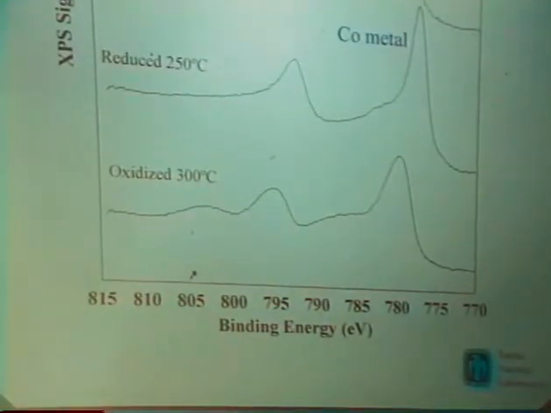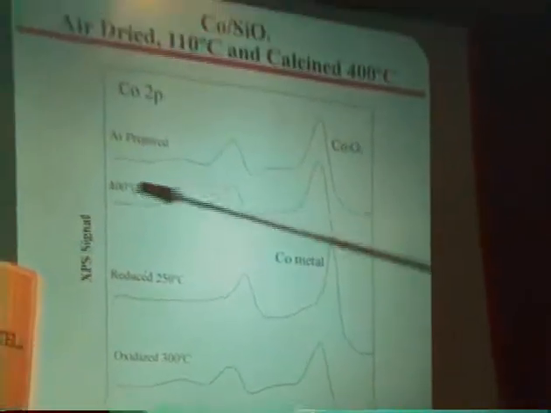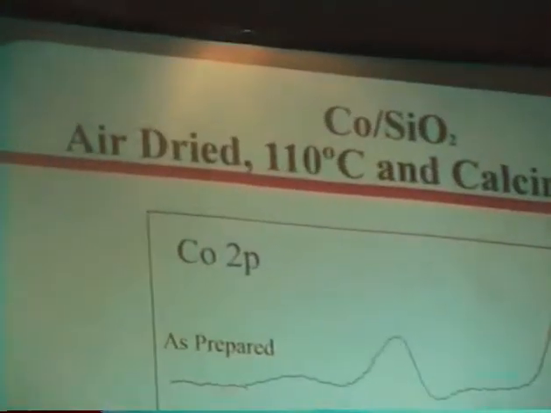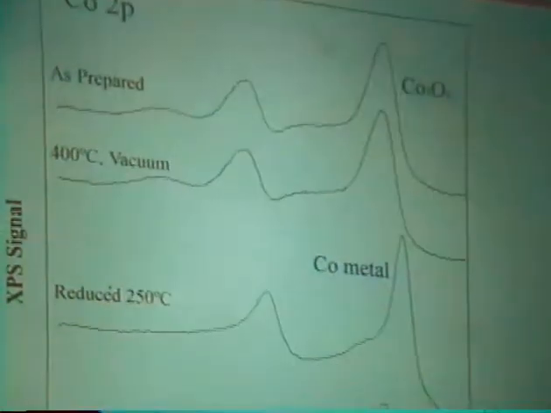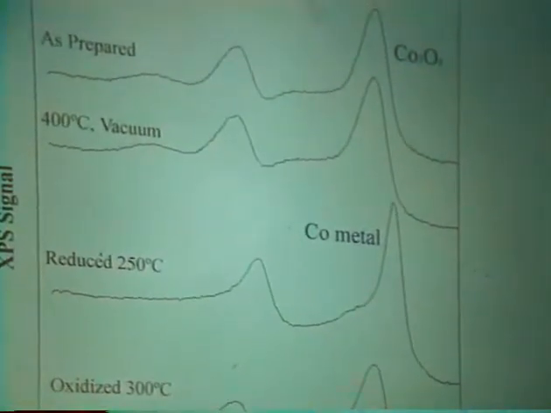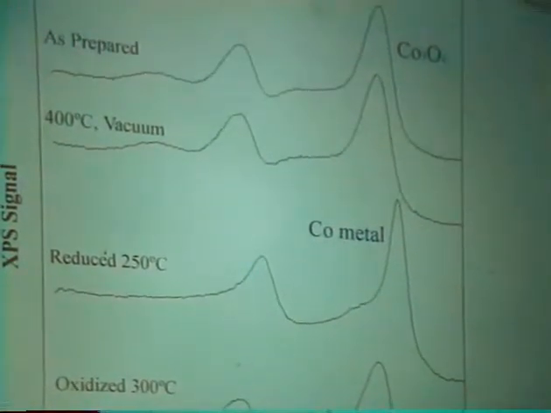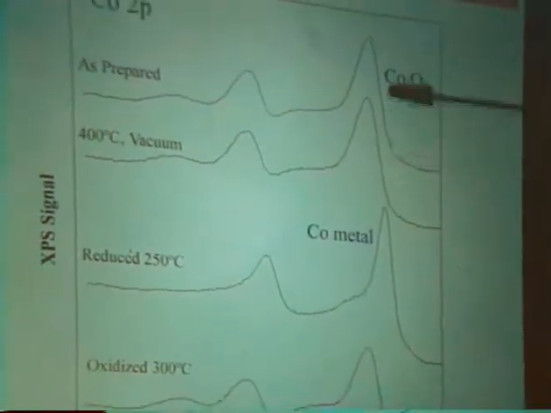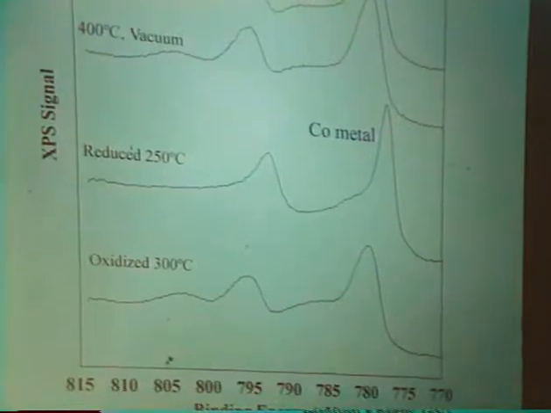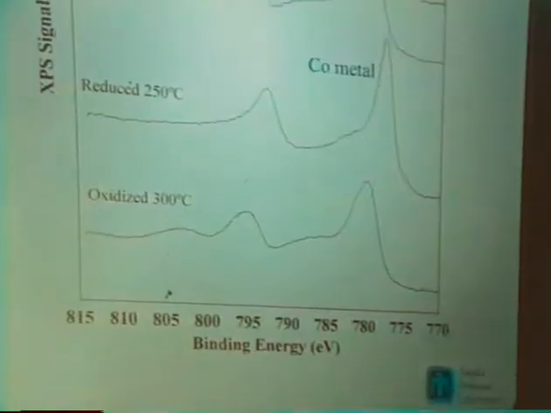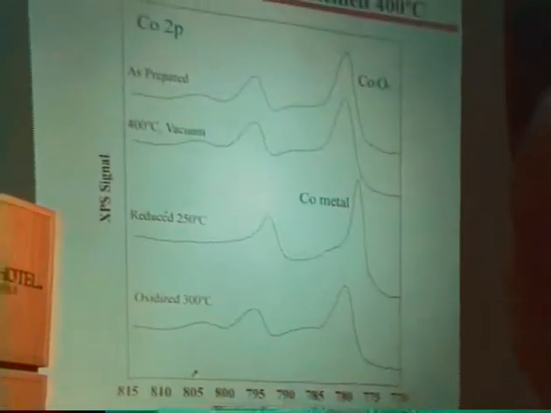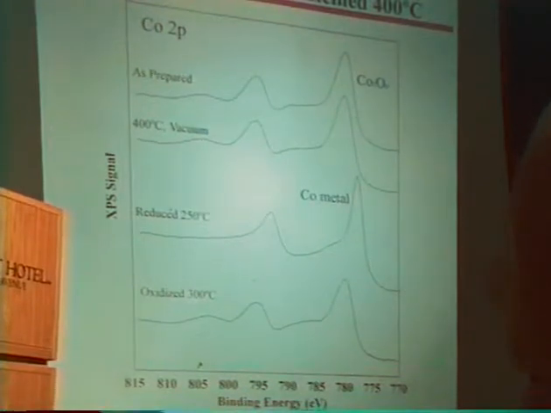A typical series of XPS analysis of the cobalt 2P region for a sample that's been air dried and calcined shows that for an as-prepared sample, we see a peak at 780 eV, and the peak position and peak shape indicate that we formed Co3O4 on the surface of this catalyst. If we then anneal the air-dried and calcined sample to 400 degrees C, we don't see any change in the peak position or the peak shape. We do see a slight increase in the overall intensity, and this is assigned to the desorption of the adsorbates on the surface, where we have more cobalt surface area available to analyze.